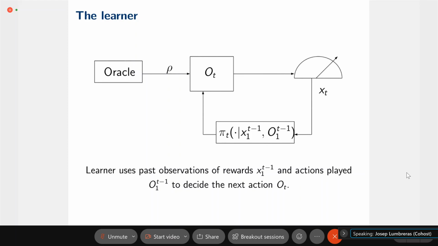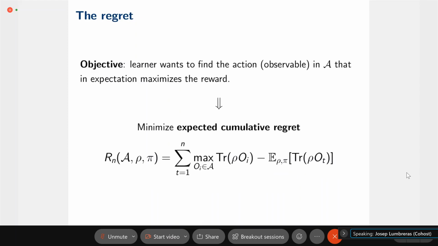So yeah, the learner uses the past observations in order to decide the next observable to pick from the action set. So what is the objective of the learner? The learner wants to find the action, the observable in the action set, that in expectation maximizes the reward. This means that it wants to find the observable that has maximum overlap with the unknown quantum state. This is equivalent to minimizing the expected cumulative regret, that is the following expression that we have here.